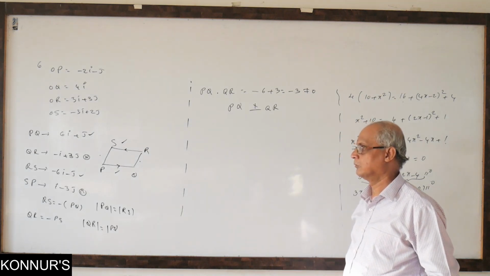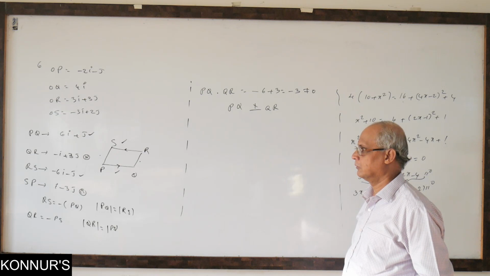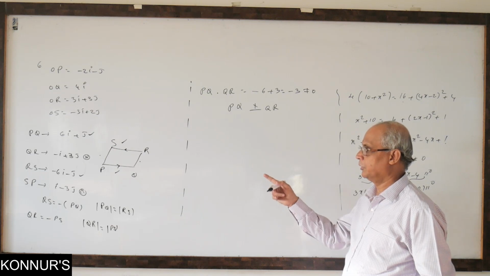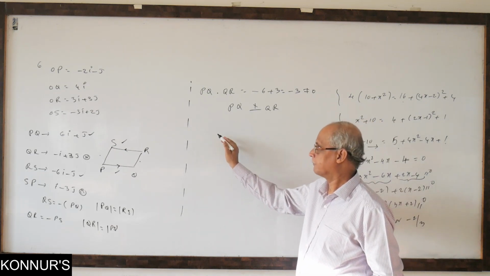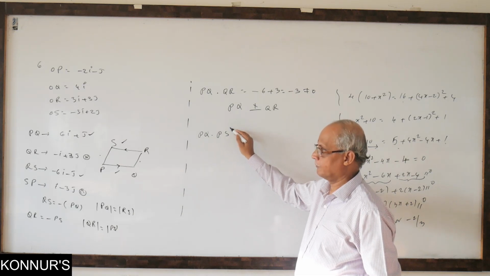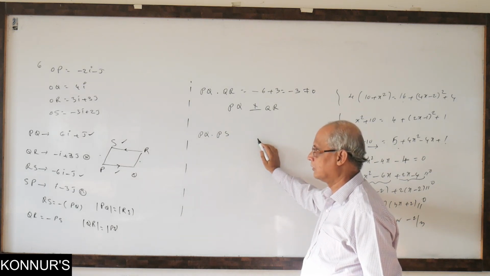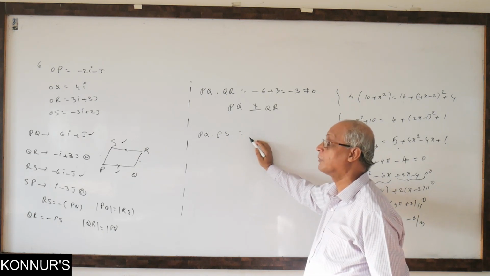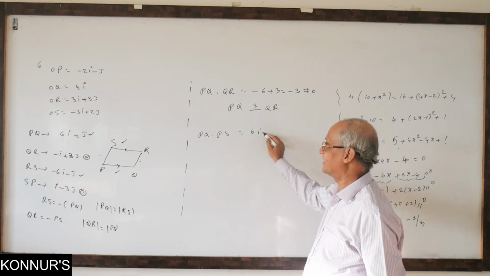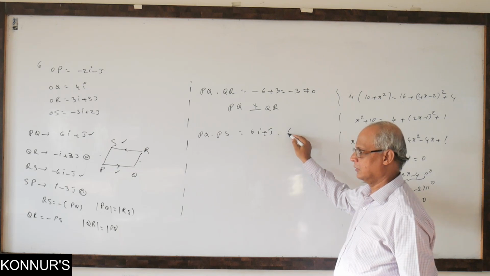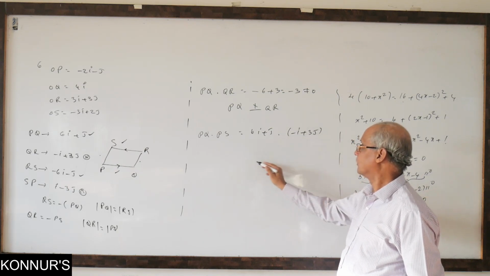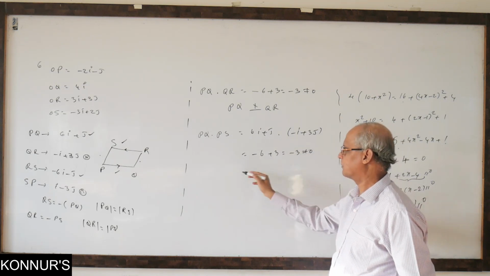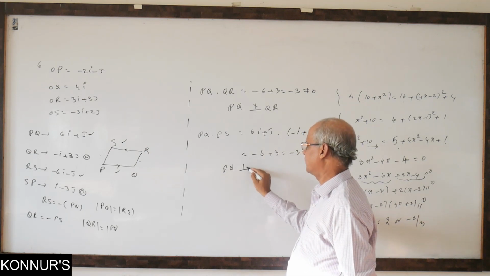Similarly, the other two we have got. PQ, QR. Next PQ, PS. See, PQ is 6i plus j, PS opposite. I write here 6i plus j dot with minus i plus 3j. Minus 6 plus 3, this is also not 0. Not perpendicular. Adjacent sides are not perpendicular.